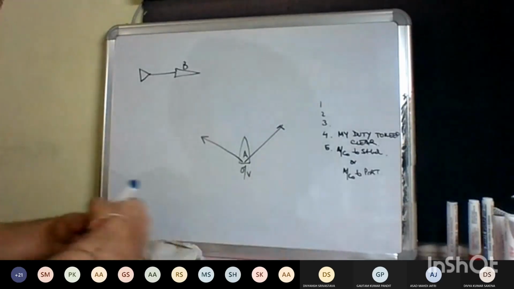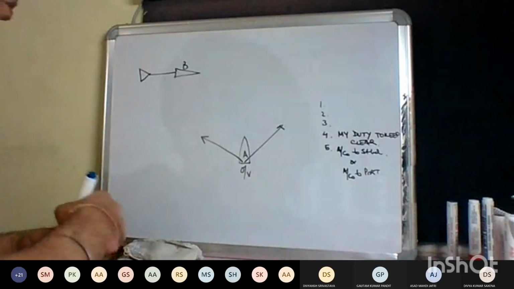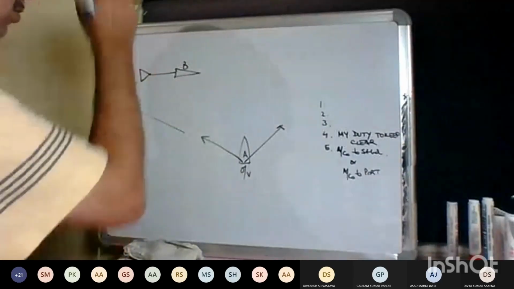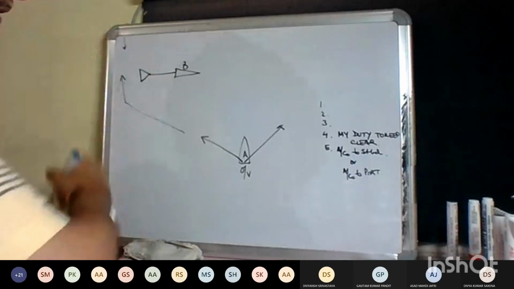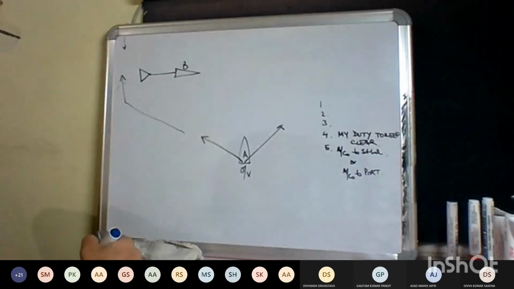And if you alter to port and you go like this and you go like this, and now there is a vessel which is coming down over here like this. Now what will you do? How will you answer this now?